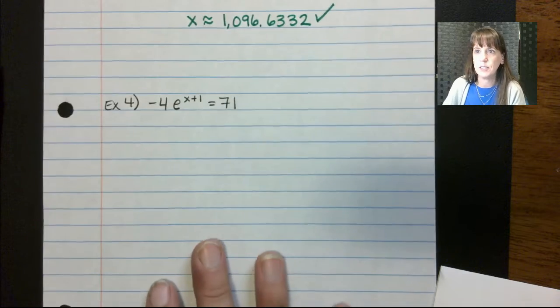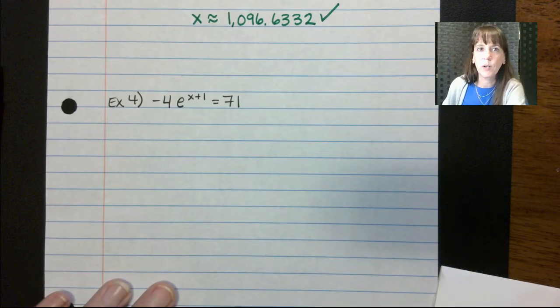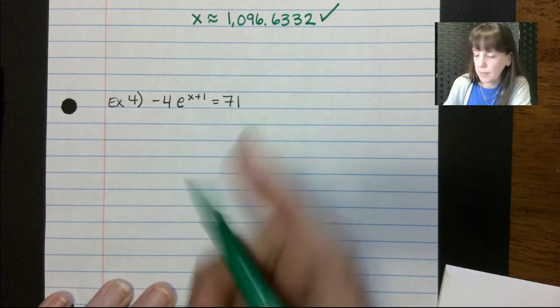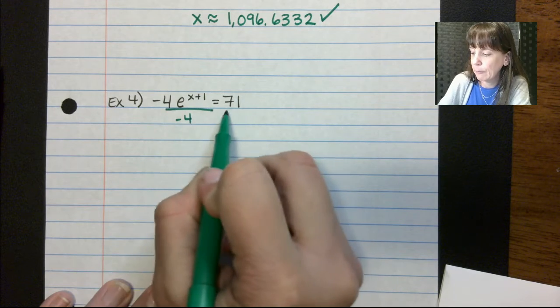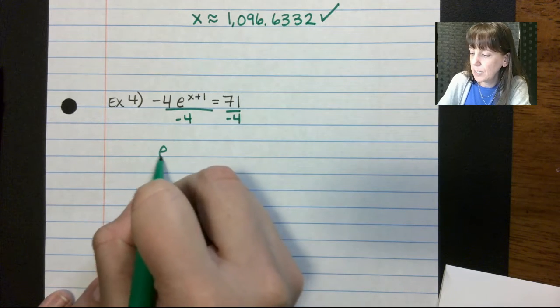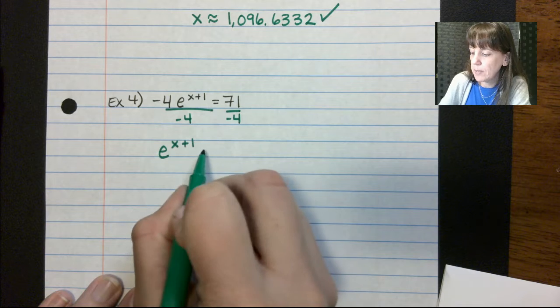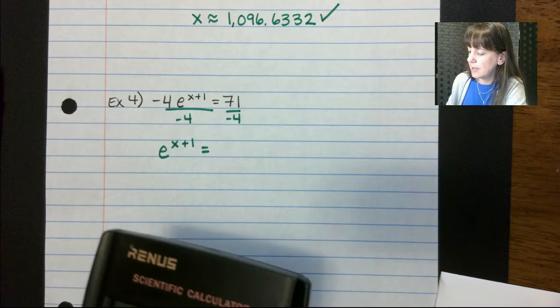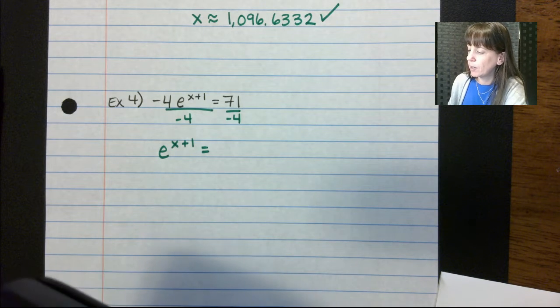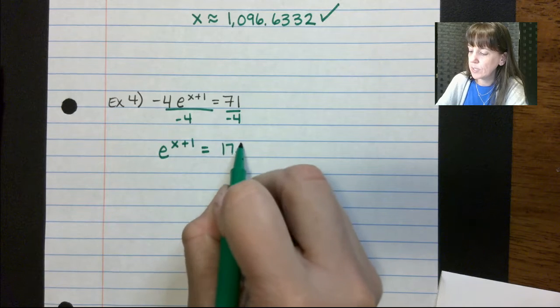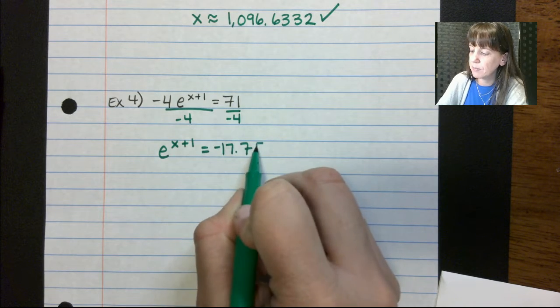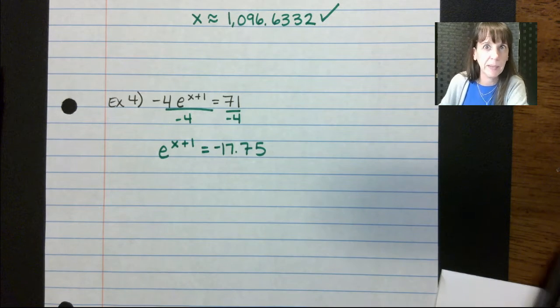All right, let's look at this next one. So for this guy, we want to get that e by itself, so we're going to divide both sides by negative 4. So e to the x plus 1 power equals 71 divided by 4 gives me 17.75, negative 17.75, because of positive divided by negative, my bad.